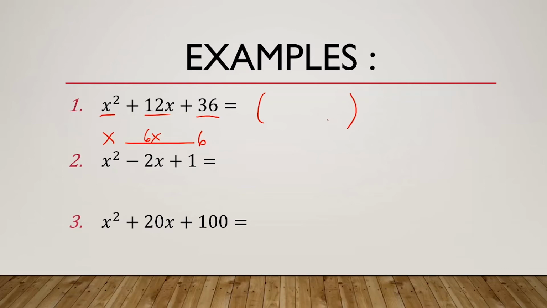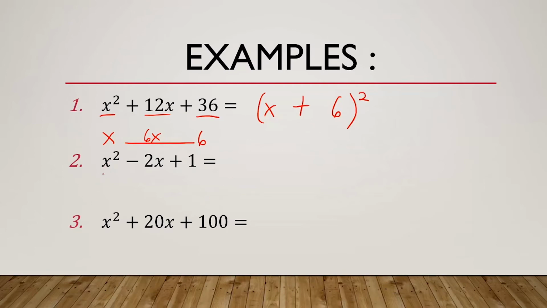Again, get the square root of the first term, this x, because x times x is x squared. Then square root of 36 is 6, because 6 times 6 is 36. Then copy the sign of the middle term. We have positive. That's why we use the operation addition. Then square it. And that's it.